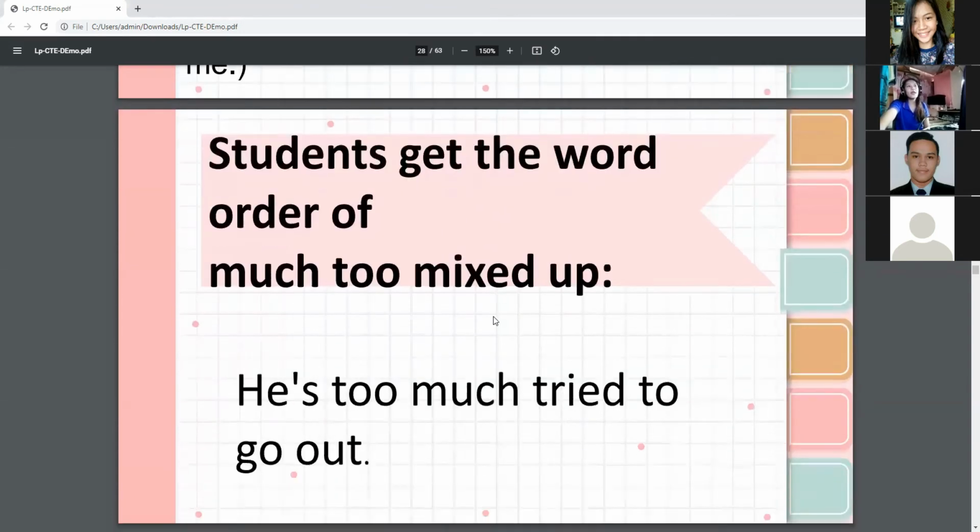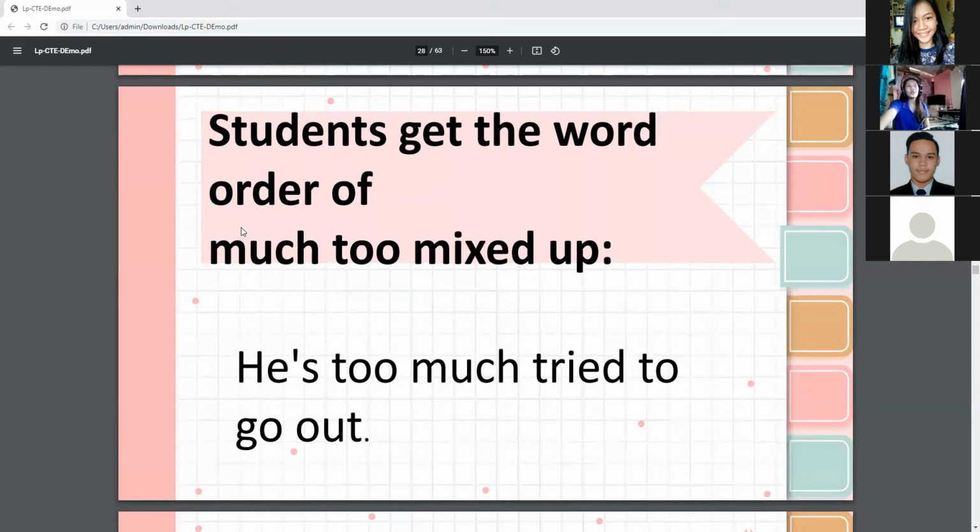So next, students get the word order of too much mixed up. Sometimes we mix the words too and much. So instead of too much, sometimes we are using much too. But we have to use the word too plus much. Okay, so he's too much tired to go out. Okay, understand guys? Yes, ma'am. Am I being too fast? No, ma'am. It's clear, po.